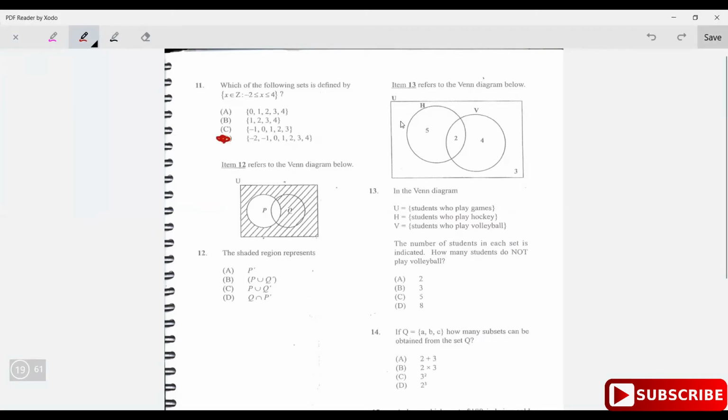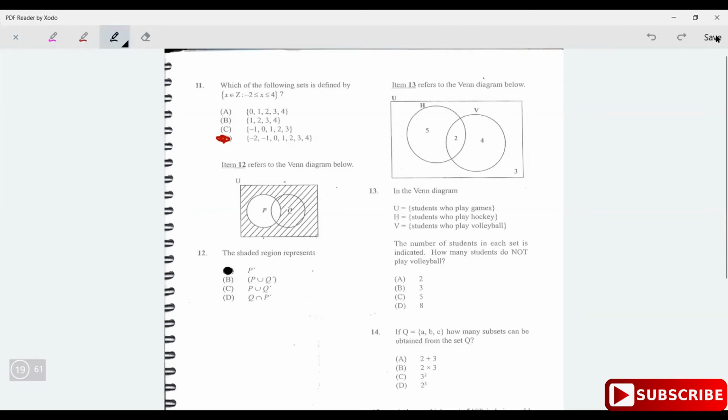Easy. Question 12. It says the shaded region represents... Notice that this shaded region shades everywhere outside of P. Everywhere outside of P is P complement.